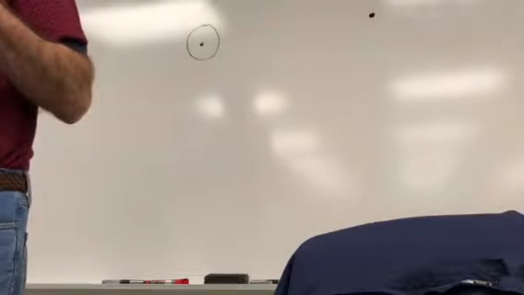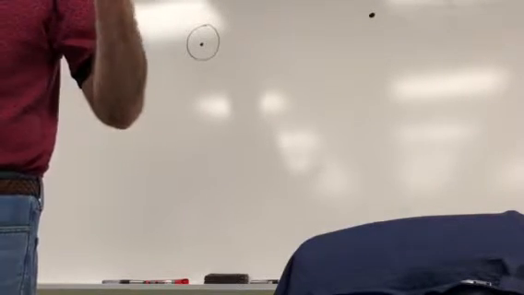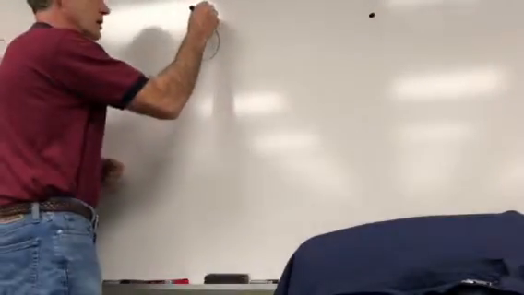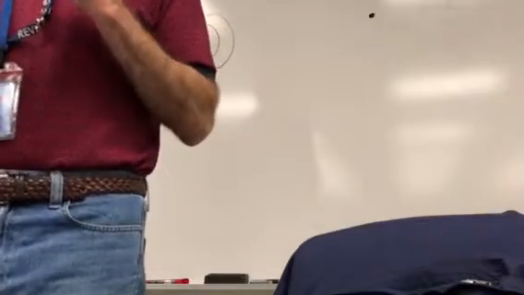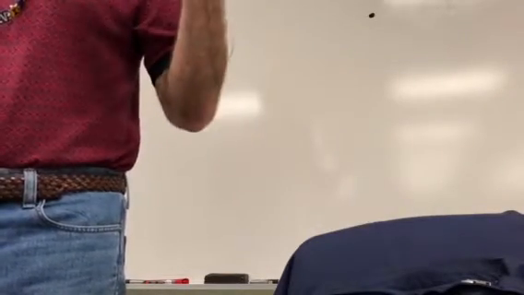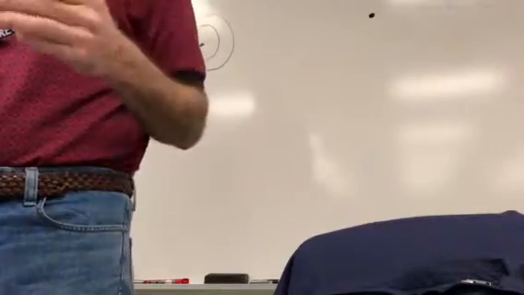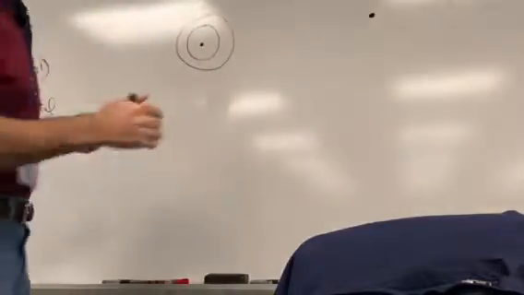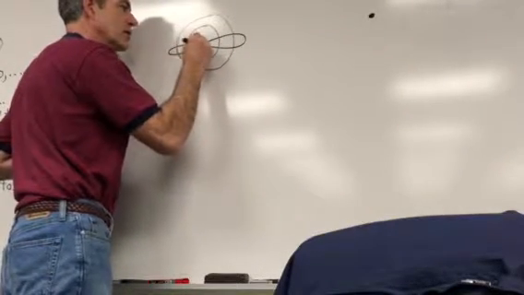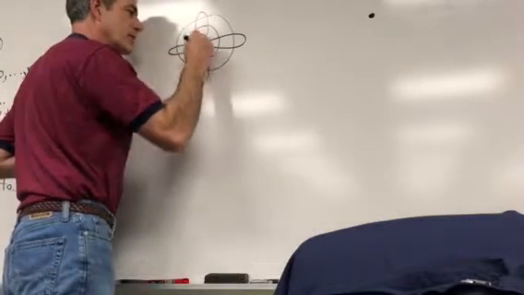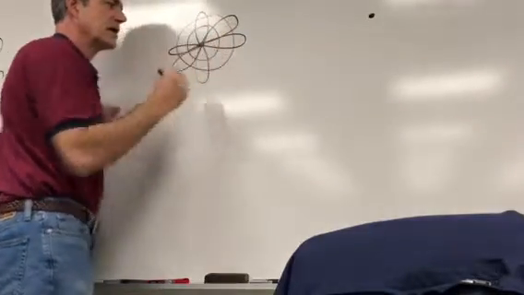Now, the second energy level consists of 2 sublevels. There's the s sublevel with its 1 s orbital. I've drawn it. And now the p sublevel with its 3 p orbitals, which are arranged in space 90 degrees from one another along the x, y, z axis. So we have the 2p sub x orbital, the 2p sub y orbital, and the 2p sub z orbital, all making up the 2p sublevel.